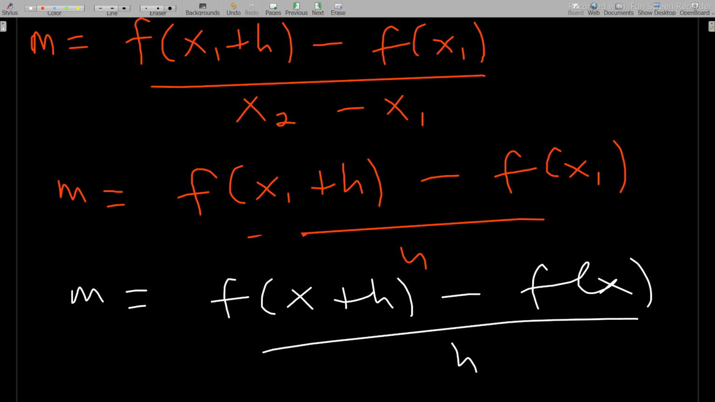We are trying to write it as a function like this. Now the question is, what will be the value of this when h approaches 0, when h becomes very small?